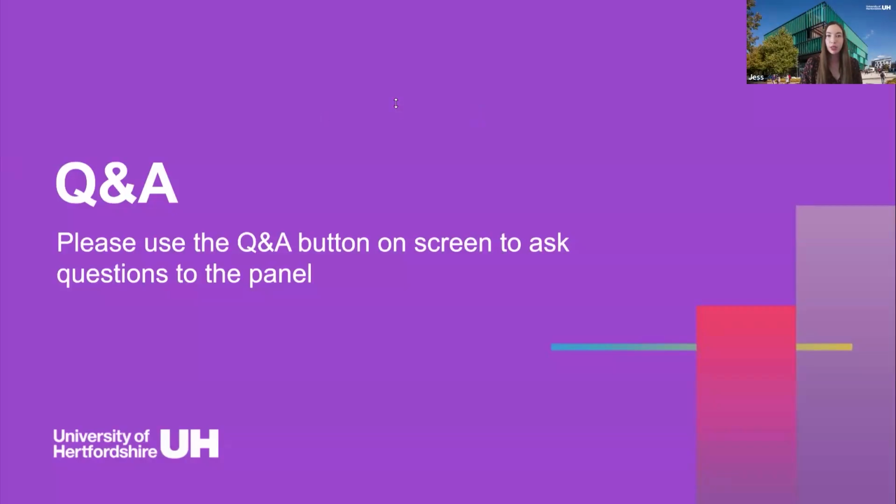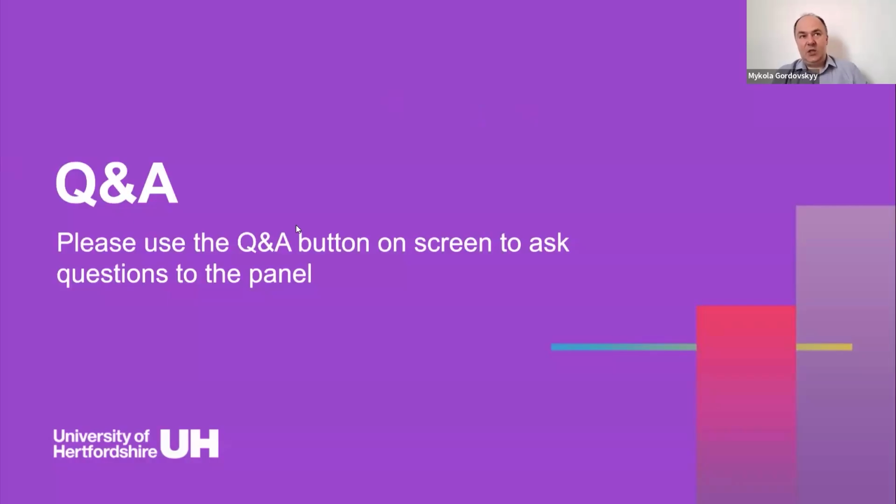So we've got an offer holder here, and they've said that they've got an offer for MSc Data Science. They've done some research and they've noticed on the website that the course is the only one without BCS accreditation. Is that correct? Is it an error on the website?